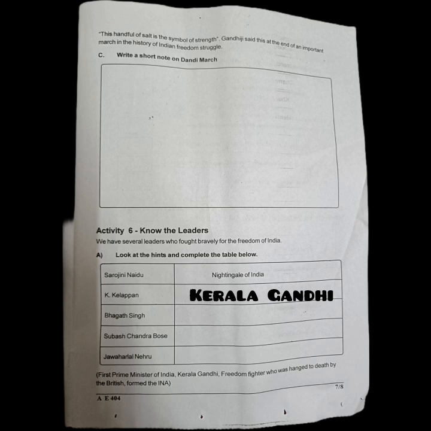Now, Bhagat Singh, he was a revolutionary who was hanged to death by the British at a very young age. So that you should mark. Then Subhash Chandra Bose, he formed INA or Indian National Army, great freedom fighter. Then Jawaharlal Nehru, he was the first Prime Minister of India. You have more leaders on page number 37, children. You should go through them and study the important facts about them.